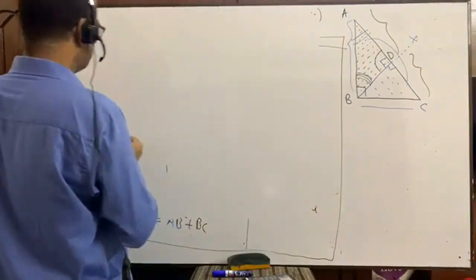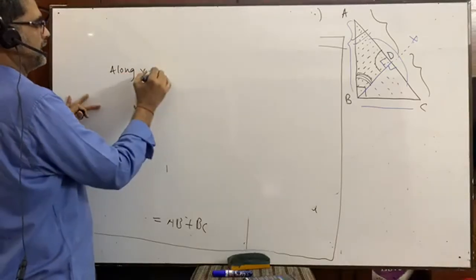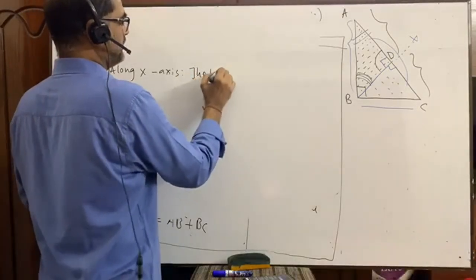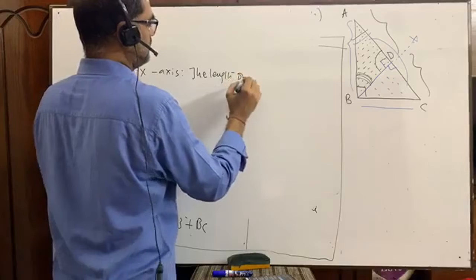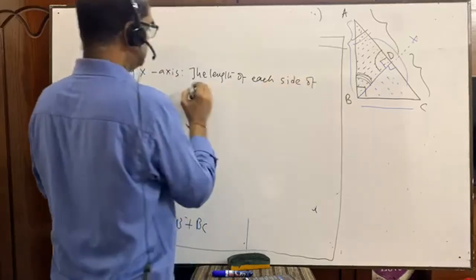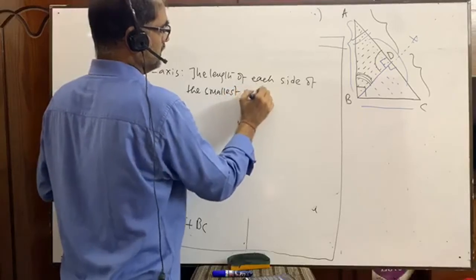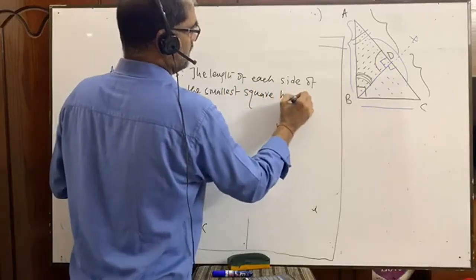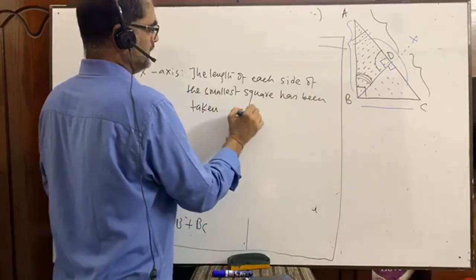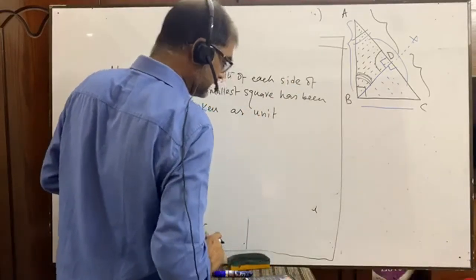You see, in this way, along x-axis, the length of the smallest square has been taken as unit. In this way, okay, you can write it has been taken as unit.